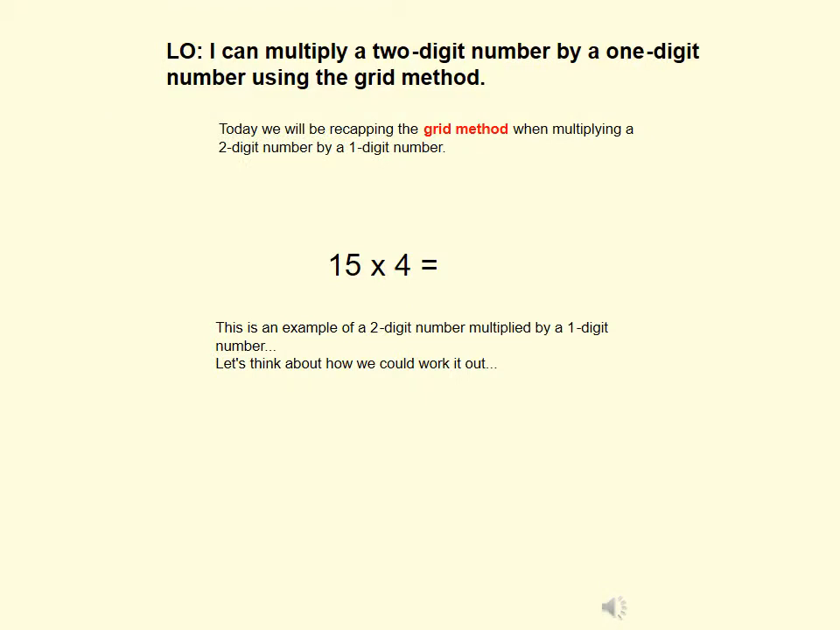Okay, so like I said a minute ago, we are focusing on the grid method today. So here is our first example. We have 15 times 4. Now we need to think about how we are going to set this out in our grid method. If you want to pause the video now, it would be a good idea for you to see if you can remember how we would set it out, and then I will show you how we can set it out in the next slide. So pause the video, have a go, think about how you might set it out, and then we will check to see if you've got it right on the next slide.